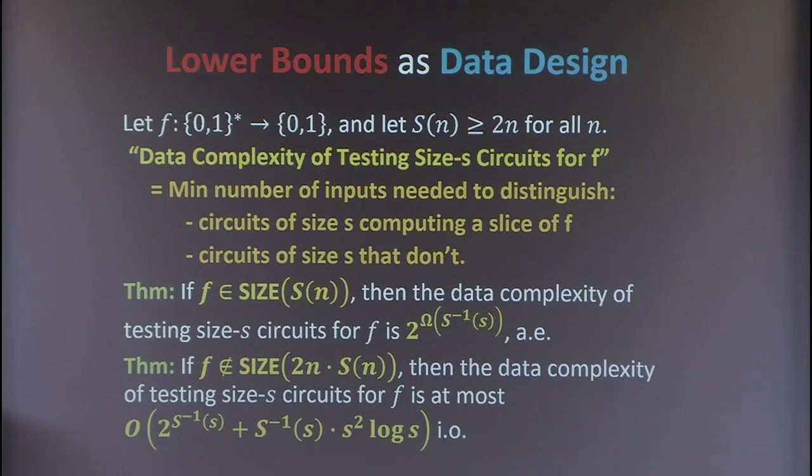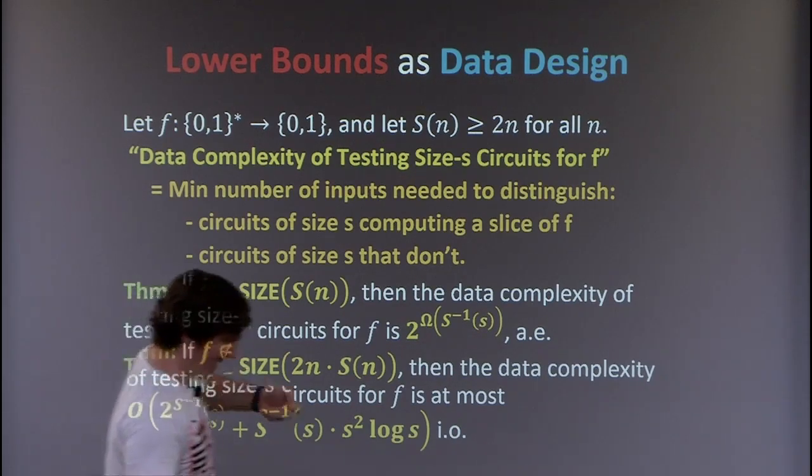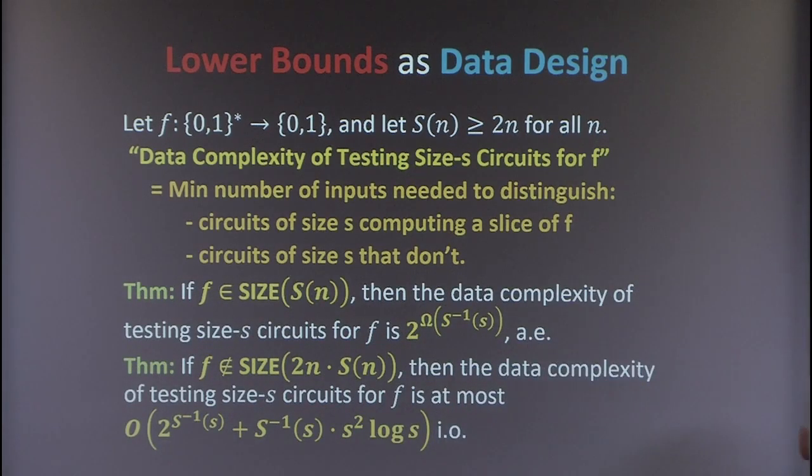So when you go backwards and look at the previous slides, this basically is saying that if you've got a function f, it's in P/poly if and only if its data complexity is at least 2 to the s to the epsilon for some epsilon. All right. So I'll give some very vague proof sketches of these things, but hopefully it will at least get you started thinking about how these things get proved.